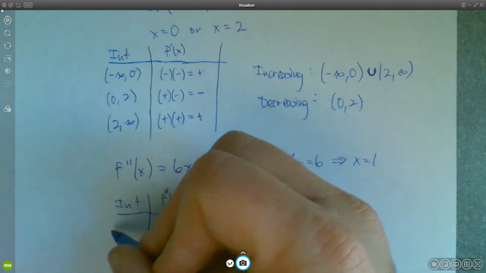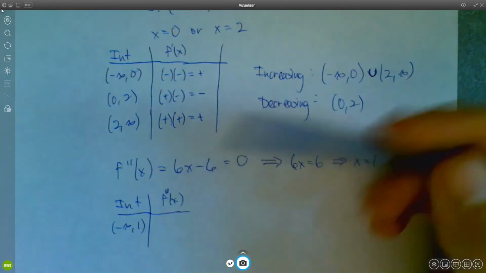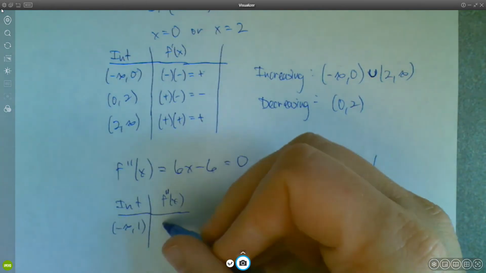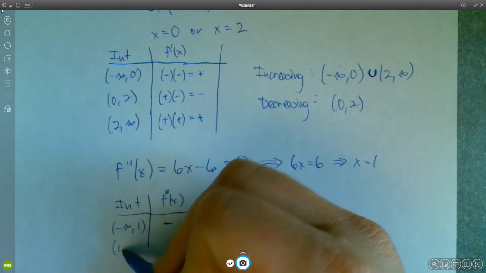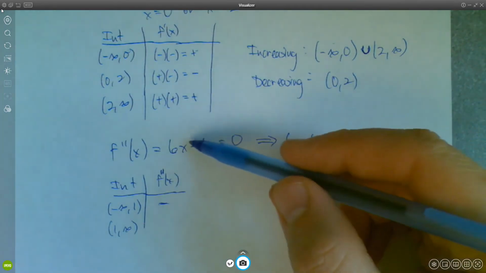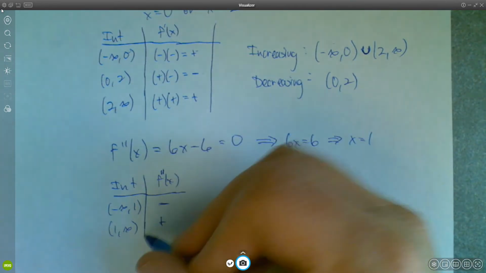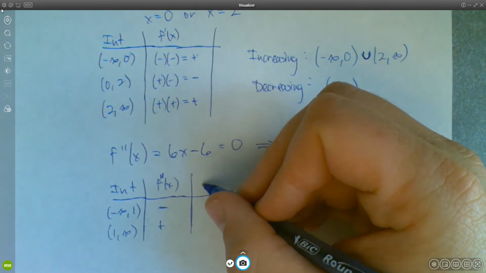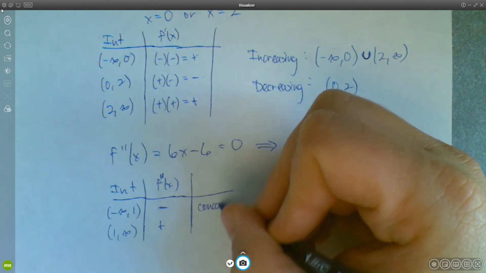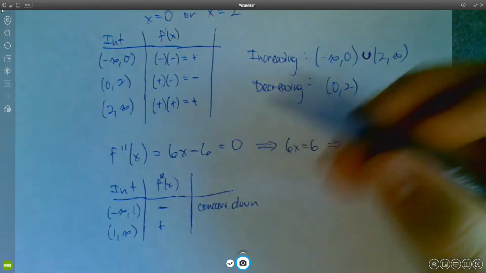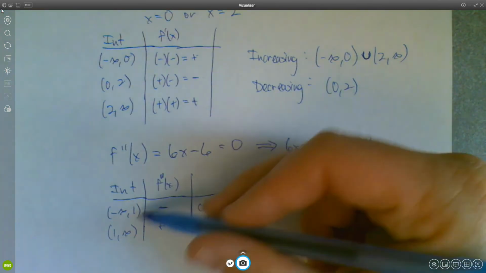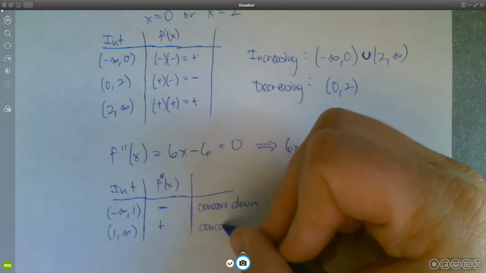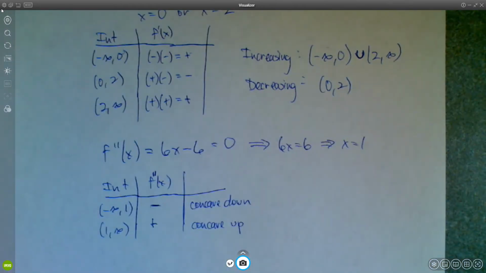So to the left of 1, if I plug in, say, 0, I'm going to get a negative value. To the right of 1, if I plug in, say, 2, 12 minus 6 is positive there. So what that tells me is that here I'm concave down, because the second derivative is negative on that interval, and here I'm concave up. And since I changed concavity at x equals 1, that means x equals 1 is an inflection point.